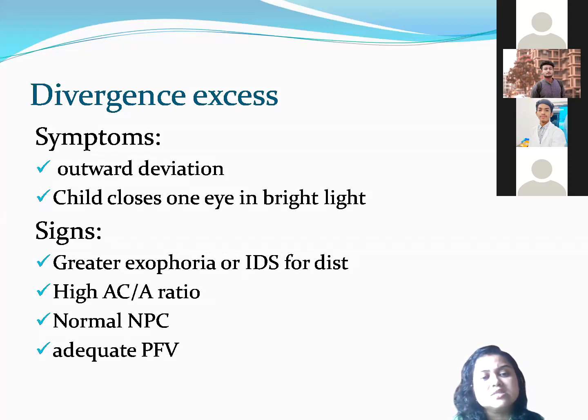So for divergence excess, basically the patient might have an intermittent divergence squint for distance, or a greater exophoria for distance. Near also there will be an exophoria. Mostly only exophoria will be there at near for divergence excess, but the distance exophoria or exotropia is much greater than the near one. Okay. So how to treat that?